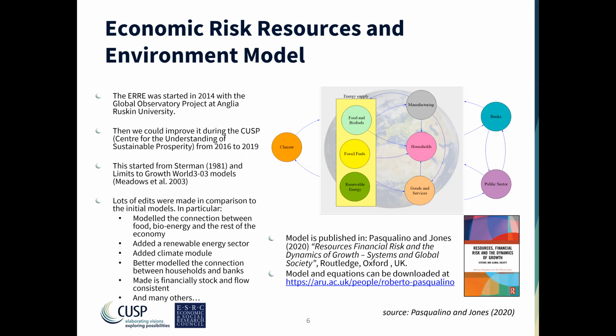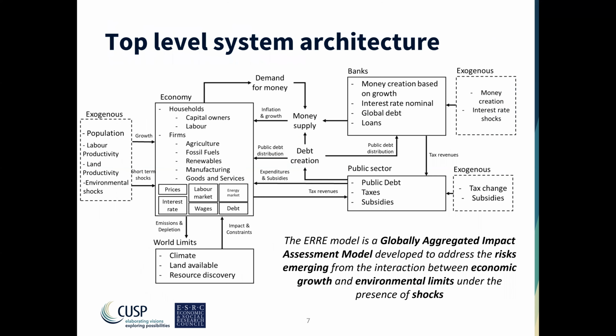The model is today published in the book Resources, Financial Risk, and the Dynamics of Growth, Systems, and Global Society that we published with Professor Aled Jones. All equations and testing, as well as the computer model, are freely available online at the link aru.ac.uk/people/Roberto Pasqualino, that you can find also by searching for myself on the Anglia Ruskin University website.